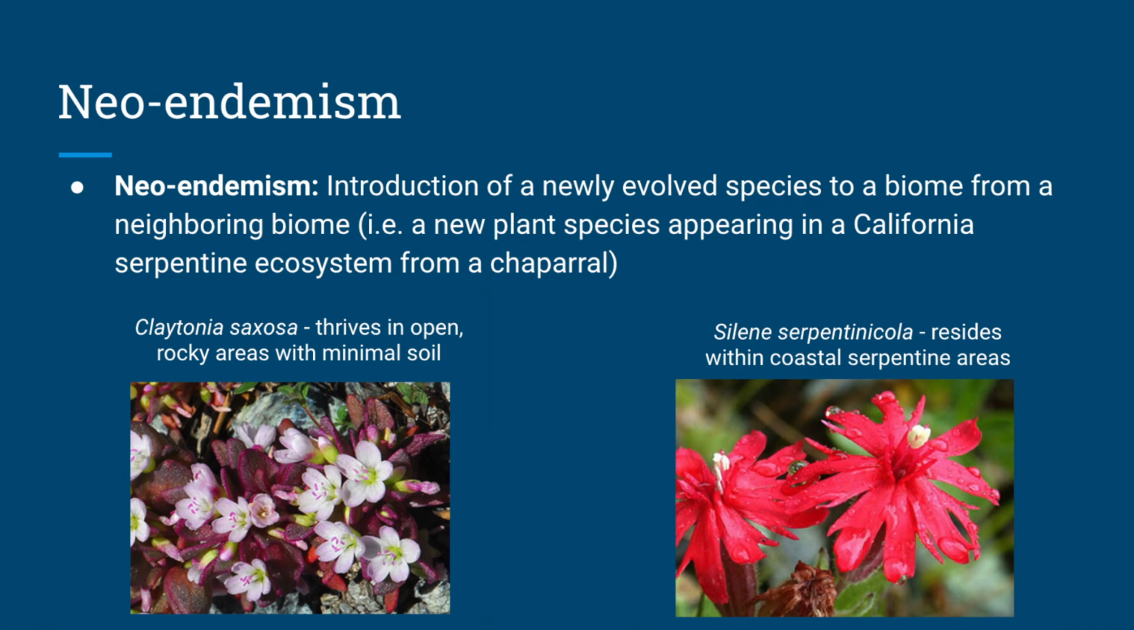Here are some new endemic species, the Claytonia exigua for example, which found its place within the open rocky areas of the serpentine that contain minimal soil. And here is the Silene serpentinicola that prefers serpentine environments that inhabit the coastal areas of California.